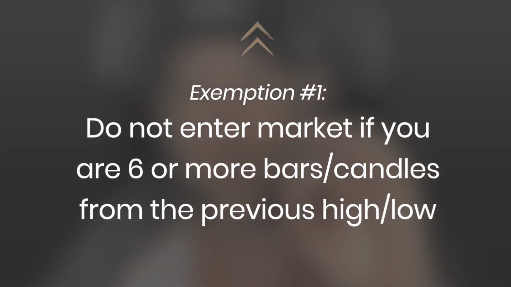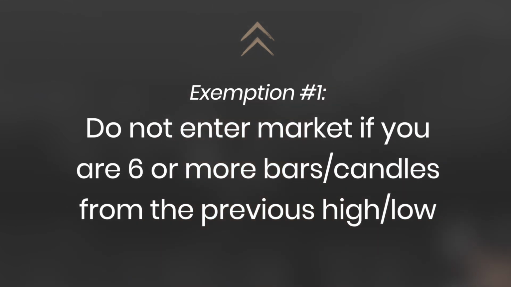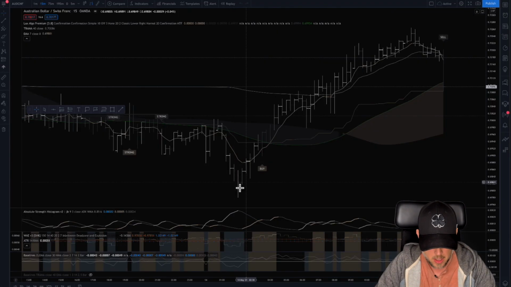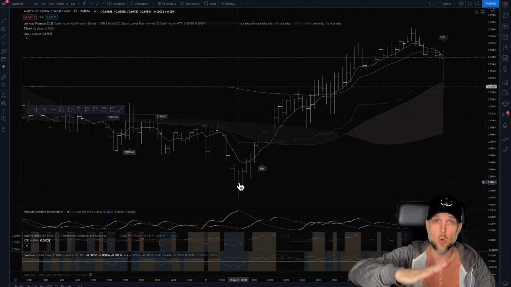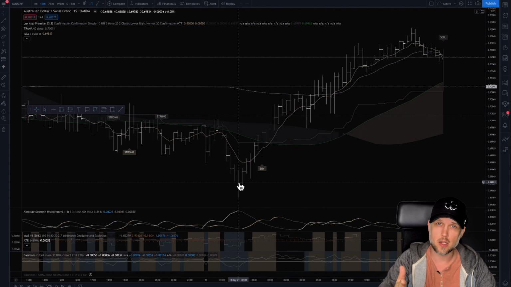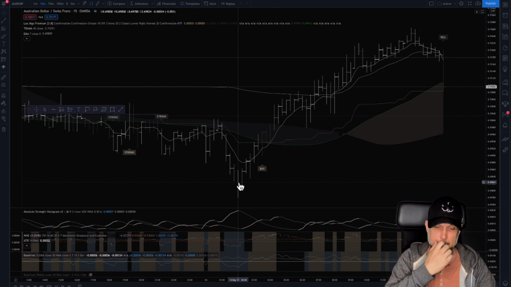So number one, you do not want to enter the market if you are 6 or more bars away from the previous high or low. Let's take a look at this example. This is the Australian Swiss franc. This here is a low, right? If you are 6 bars away from that low, don't enter the market. If you get your confirmation 6 bars after this, don't go in.